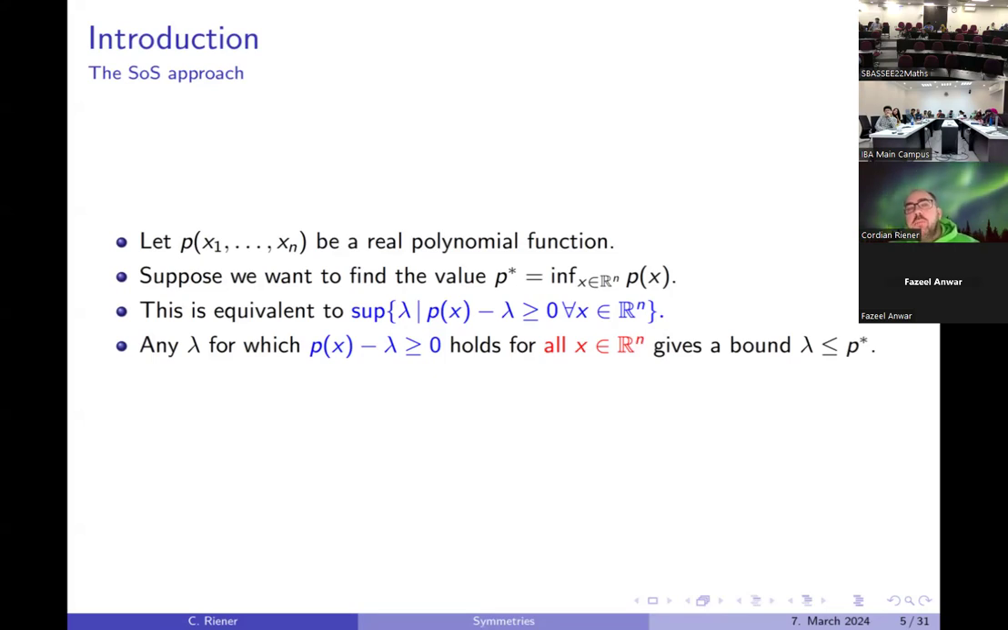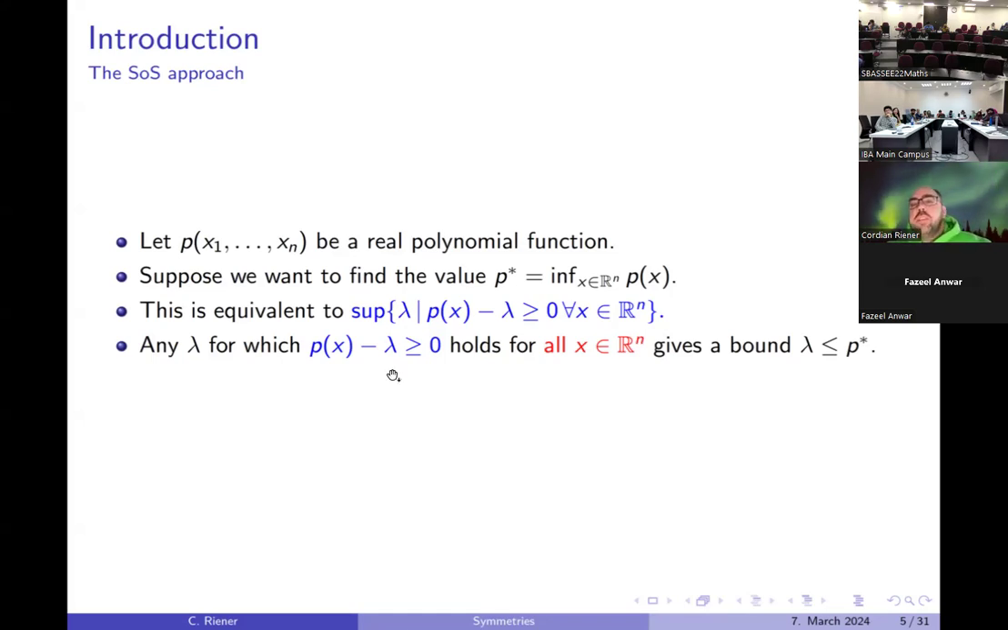So the minimum is exactly the same as the maximal number that I can subtract from my polynomial to ensure that it stays non-negative. Okay, so I have now reformulated this problem. And the interesting thing is, if ever somebody gives me a lambda for which this condition holds, namely that p of x minus lambda is certifiably non-negative for all x, we don't necessarily have the minimal value, but we have a bound for the minimum value. So this is actually giving us a little bit more information.